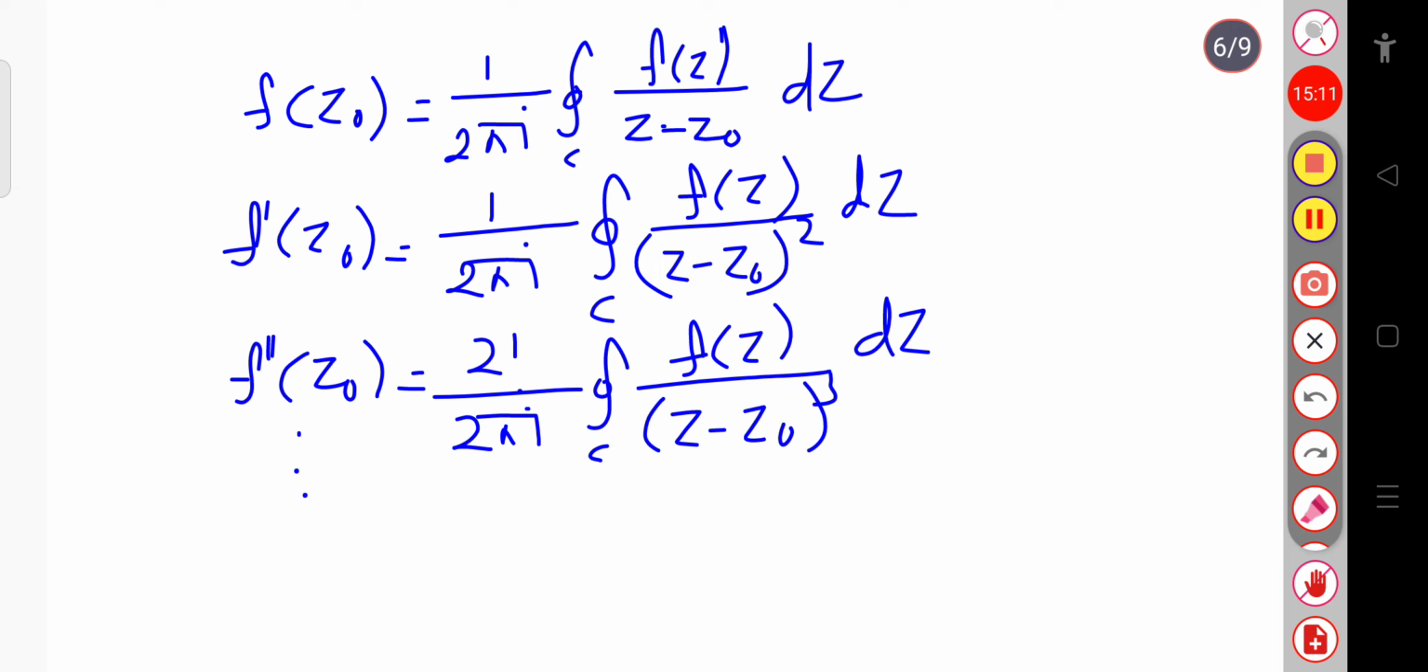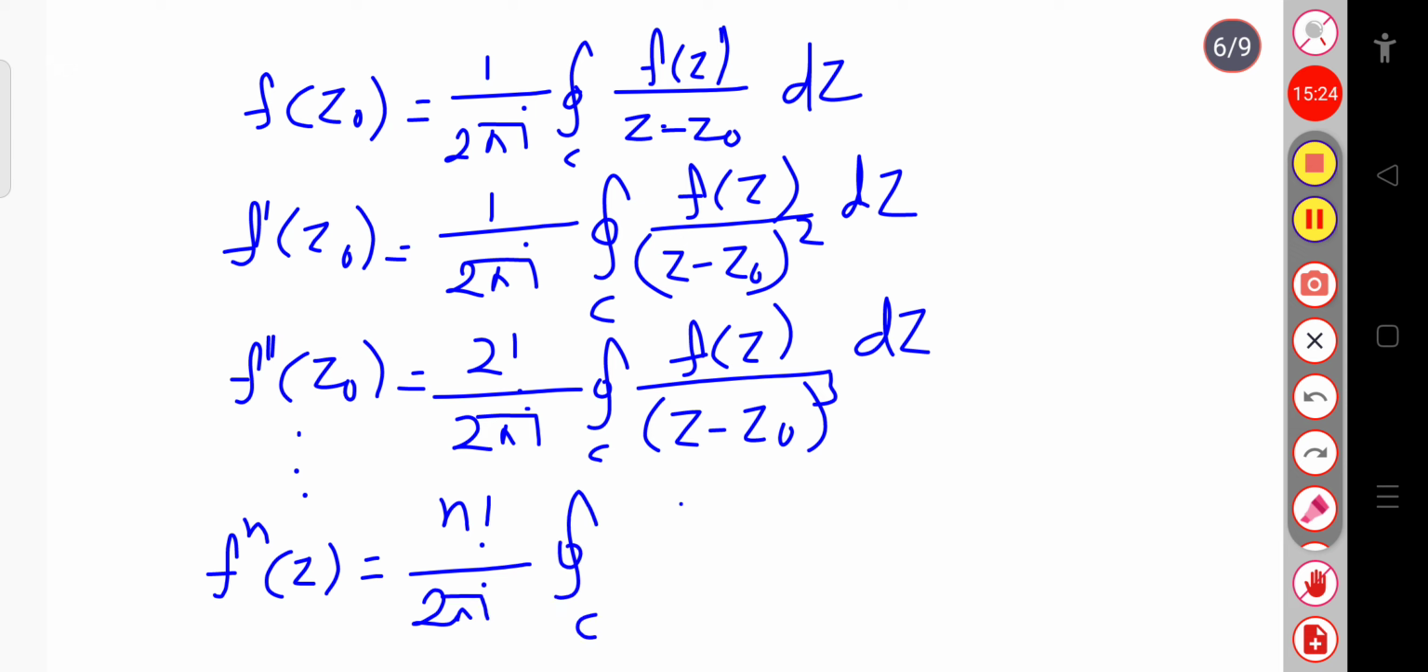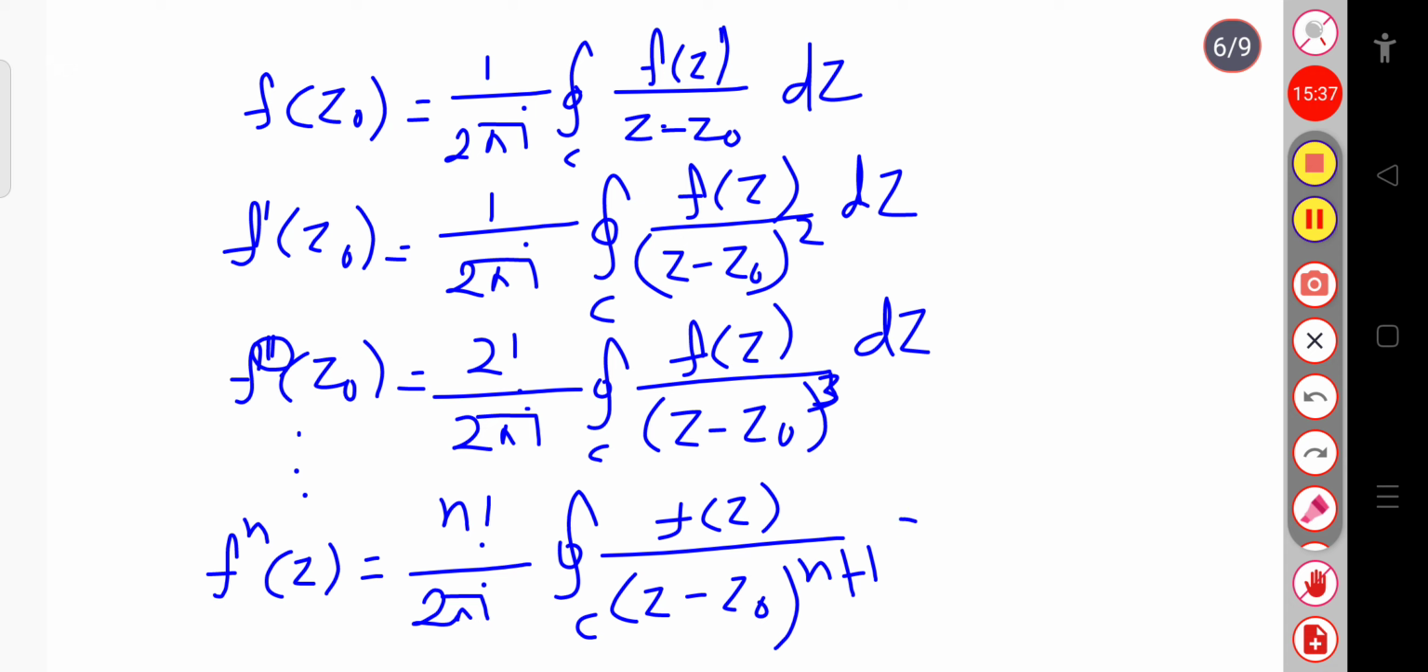If I take the nth derivative, this will be equal to n factorial divided by 2 pi I, integration over the contour C of f of z divided by z minus z naught whole power n plus 1 into dz. You can see that for the second derivative it was 2 plus 1, that's why it is the n plus 1th power. Clear? In the next class we will see how this Cauchy's integral formula helps to solve some integrations.